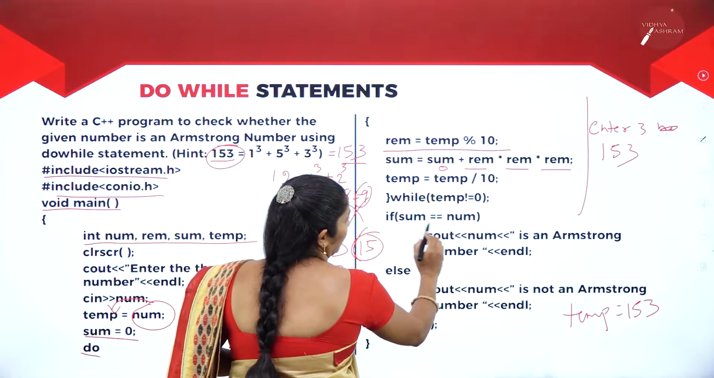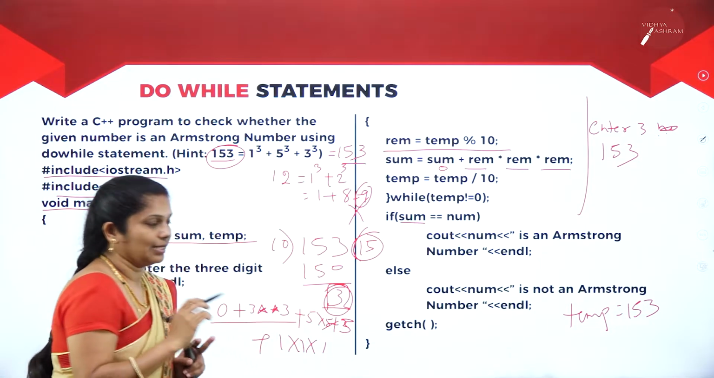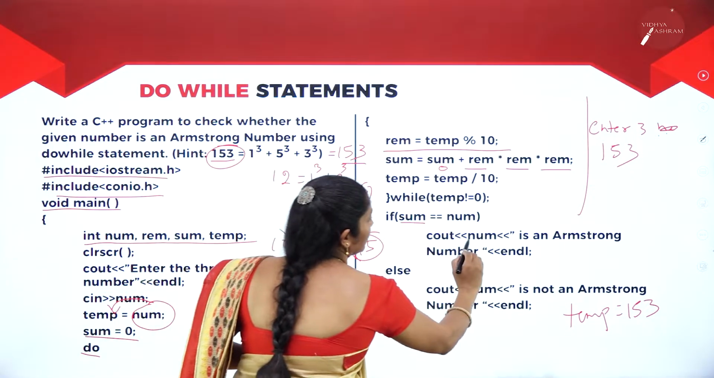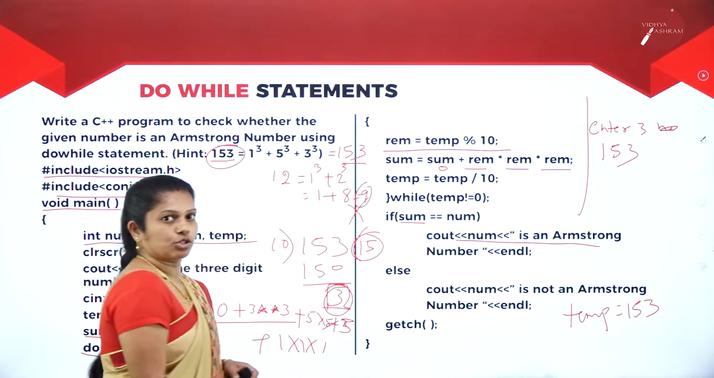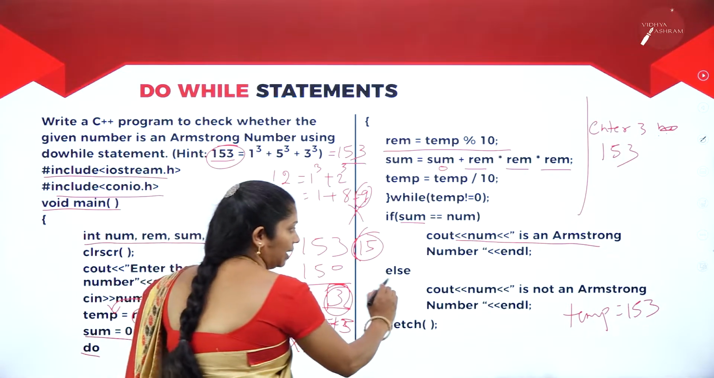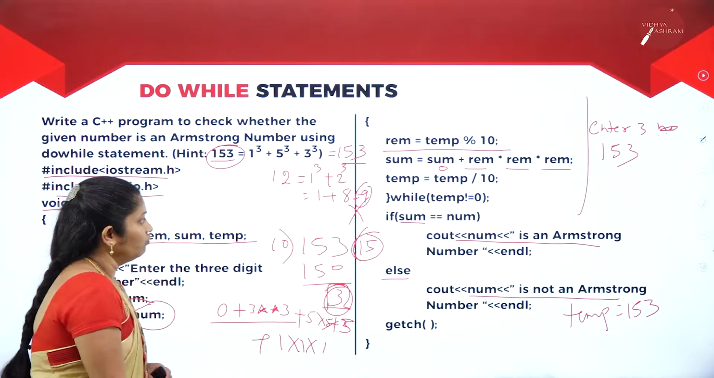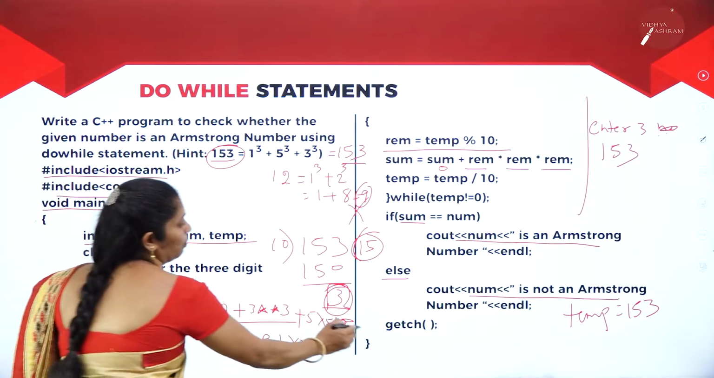Because in sum as well as in num, we have the same result. If sum equals num, then it will display that the number is an Armstrong number. Else, it will display that the number is not an Armstrong number. Then we will close this main program which I opened here.